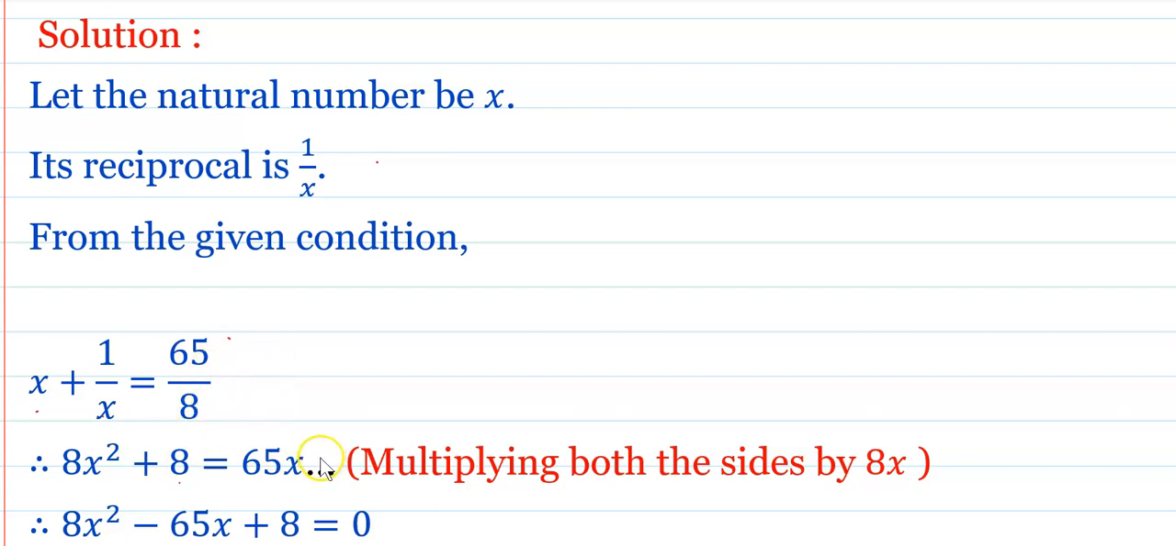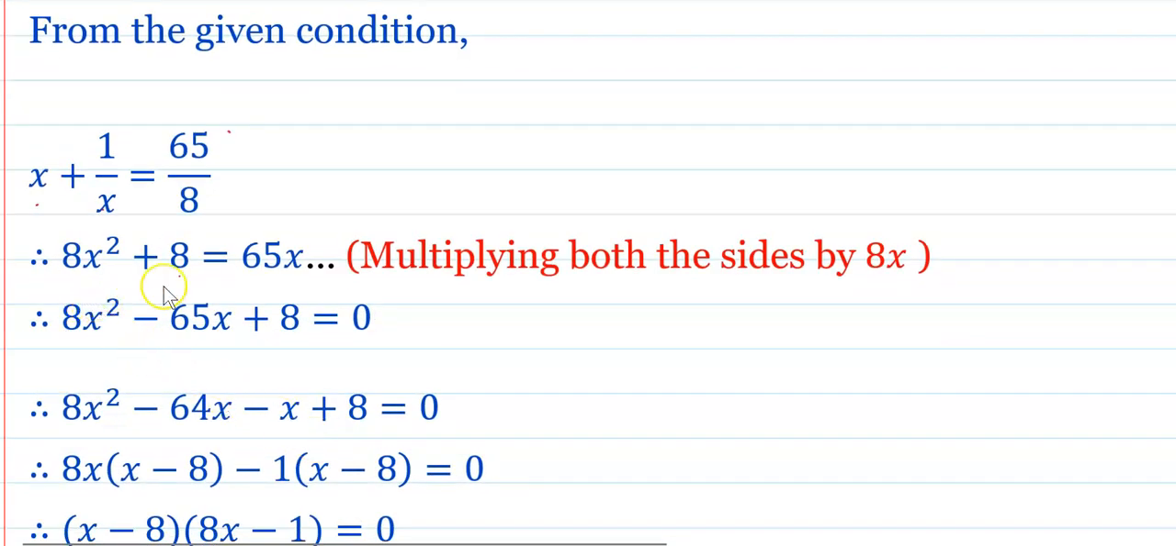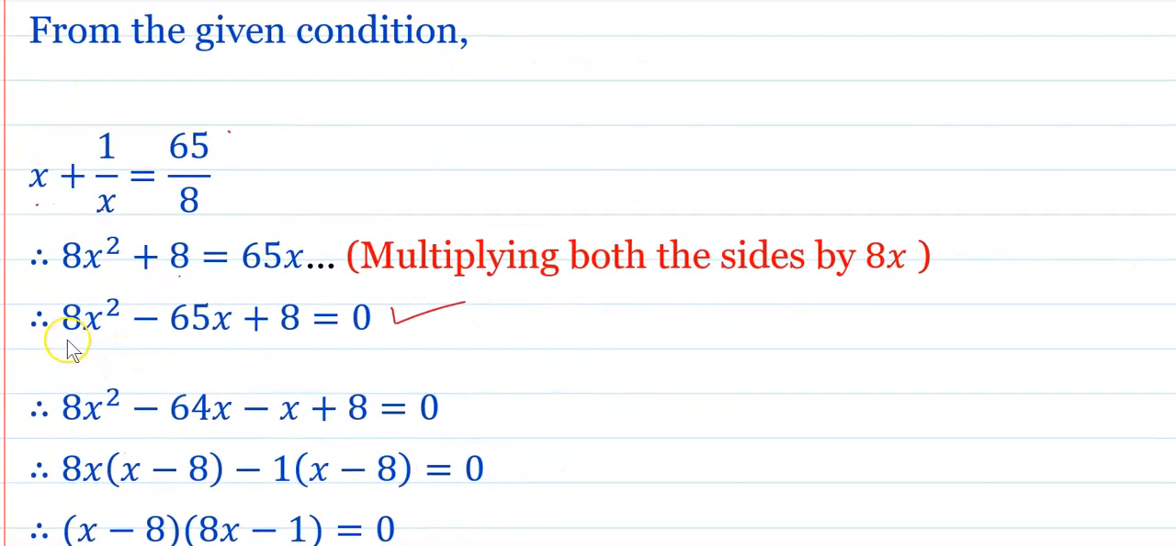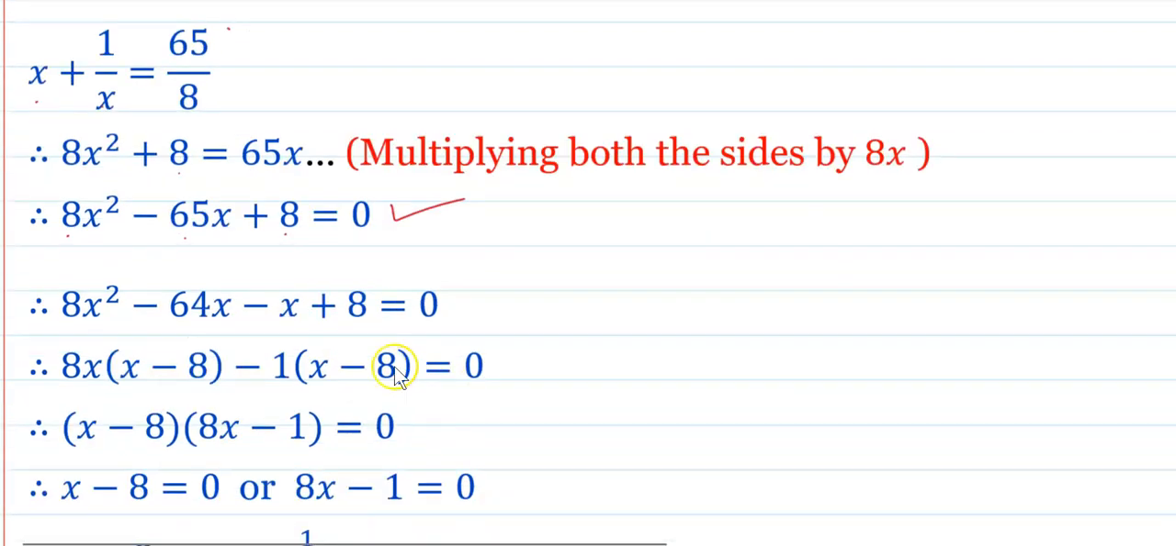You will get 65x. Okay. And therefore this equation can be written as 8x square minus 65x plus 8 is equals to 0. Now their factors are very simple. 8 into 8 is 64, minus 65. Then what are the factors? Minus 64 and minus 1. And therefore 8x square minus 64x minus x plus 8 is equals to 0.